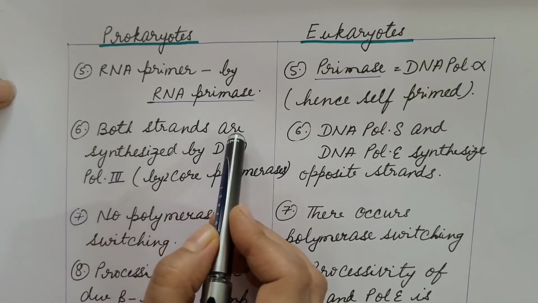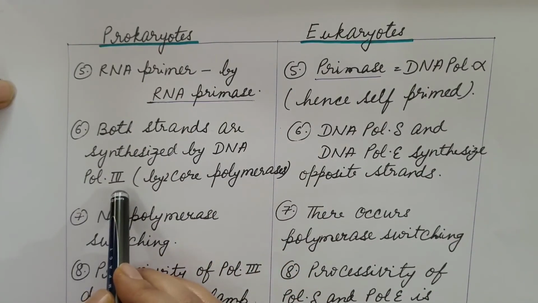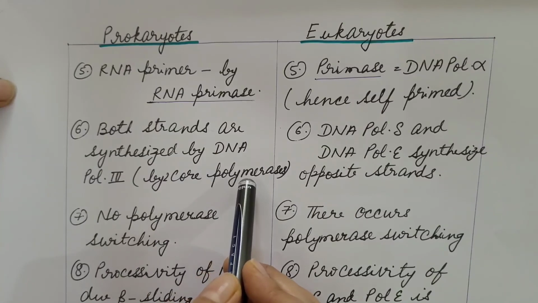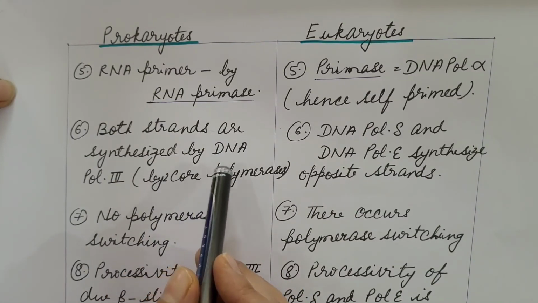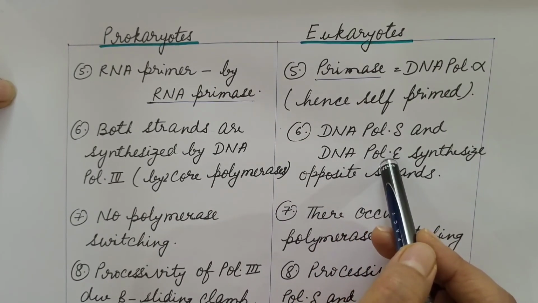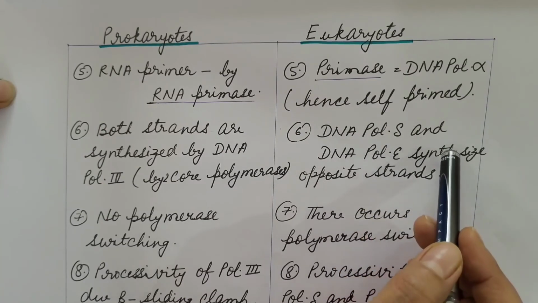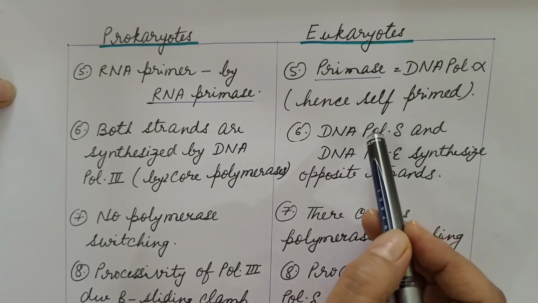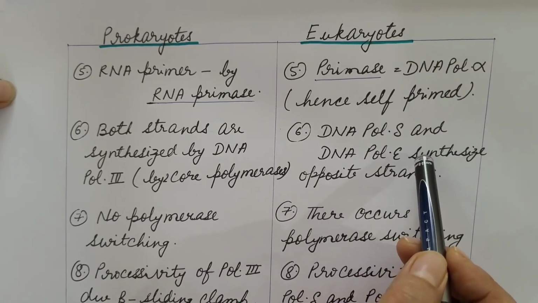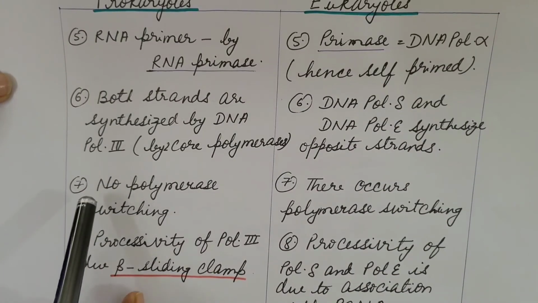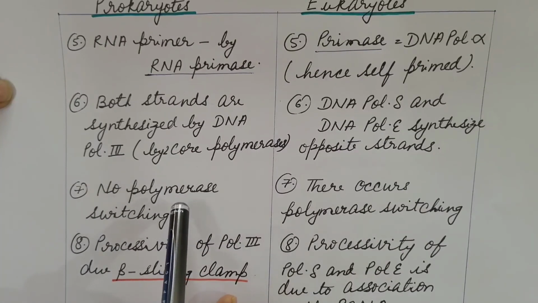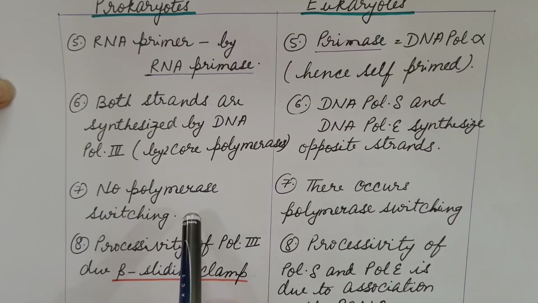In prokaryotes, both strands are synthesized by the DNA polymerase 3. Here, the core polymerases are present in the form of a dimer, and each of them synthesizes one strand. In case of the eukaryotes, DNA polymerase delta and DNA polymerase epsilon, which are the major replicative enzymes, synthesize opposite strands. If one strand is synthesized by DNA polymerase delta, then the other strand is synthesized by the DNA polymerase epsilon. In case of the prokaryotes, no polymerase switching takes place because here the primer is synthesized by RNA primase.